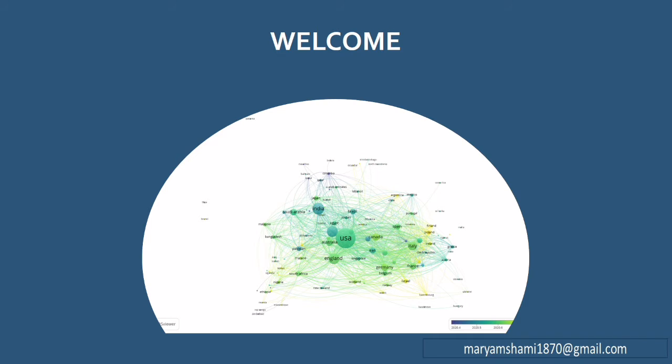I'm delighted to be here today to talk to you about a bibliometric analysis using VOSviewer of publications on COVID-19 vaccines. In this presentation, I'm going to tell you about the scientific map of COVID-19 vaccines, and then I will talk about different parts of my abstract. By the end of this presentation, you'll be able to see the scientific map of COVID-19 vaccines.